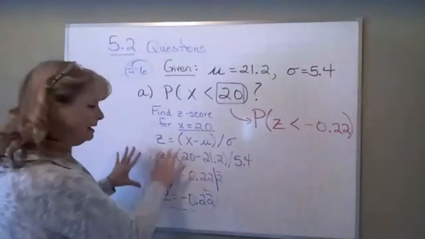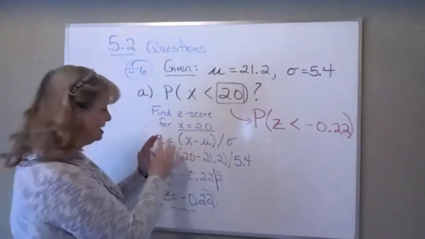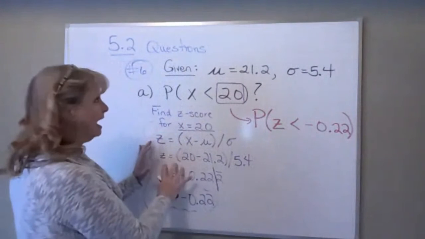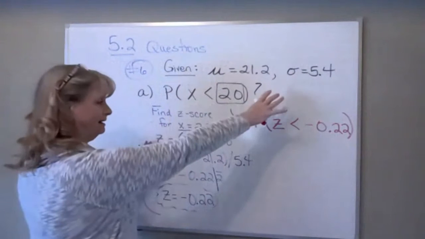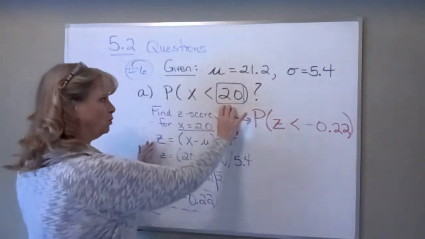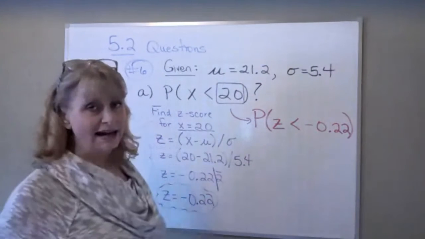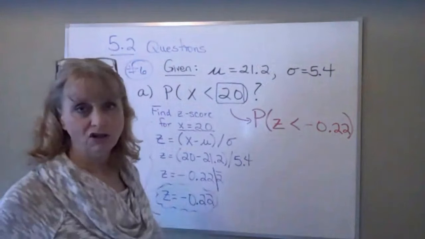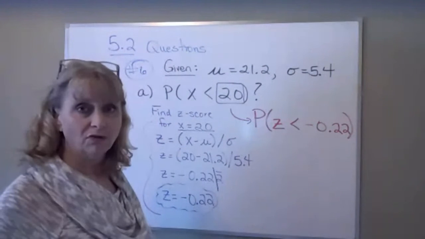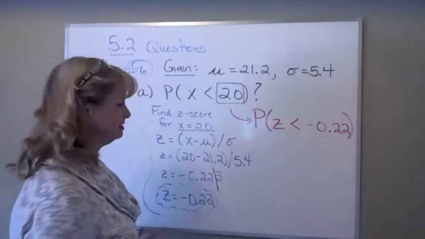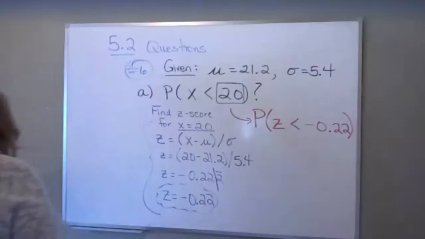Notice this work here, this is just scratch work. This is just to find out for this data set what the z-score for 20 would be. And that would be different for different data sets because the mean and the standard deviation are different for different data sets. Okay, so now I've got this question.